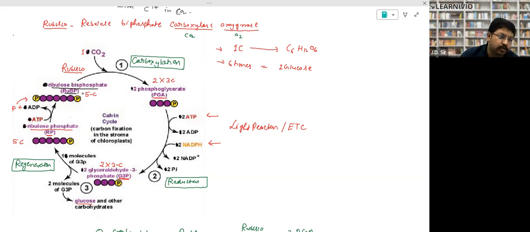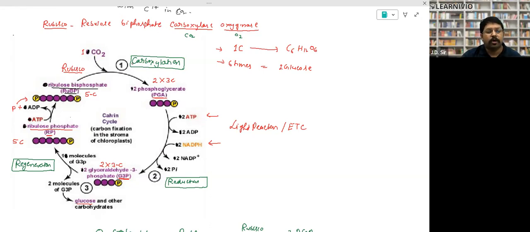The primary carbon dioxide acceptor, or the first carbon dioxide acceptor, is RuBP, ribulose bisphosphate. Ribulose bisphosphate is a 5 carbon compound. You can see 1, 2, 3, 4, 5 carbons and 2 phosphates are there. This 5 carbon compound will combine with 1 carbon dioxide. So 5 plus 1, that is 6 carbon. So there are a total of 6 carbons.